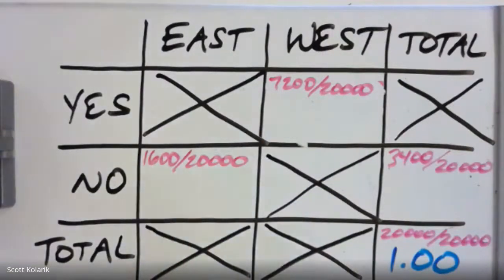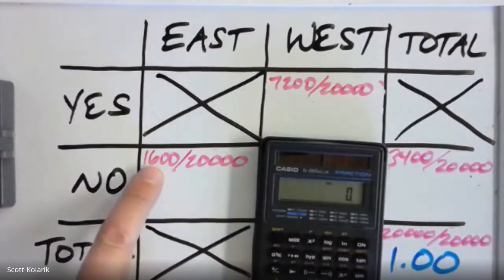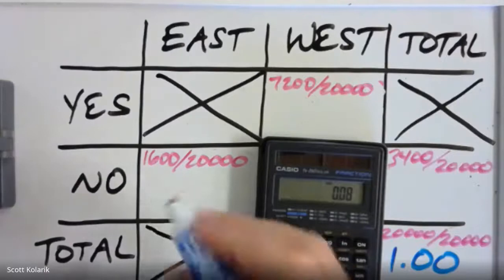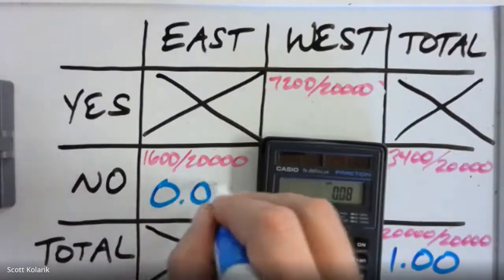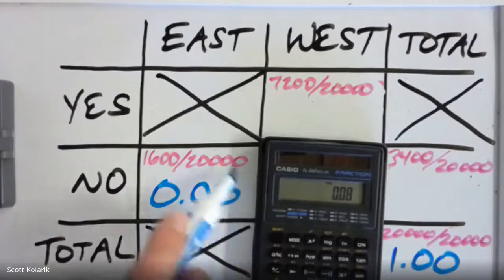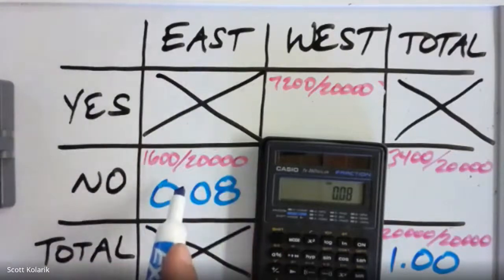So again, don't feel like you have to do it in your head. Use a calculator. For instance, for this one right here, 1,600 divided by 20,000. Let's see what happens on the other side of that. It comes out as 0.08. That 0.08 represents a portion of the whole amount that this box represents. If I were to convert that into a percentage and move the decimal point over twice, this would represent 8% of everyone that was surveyed met that requirement, namely saying no and being from the East.